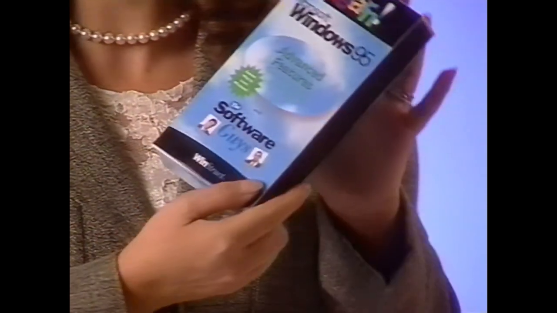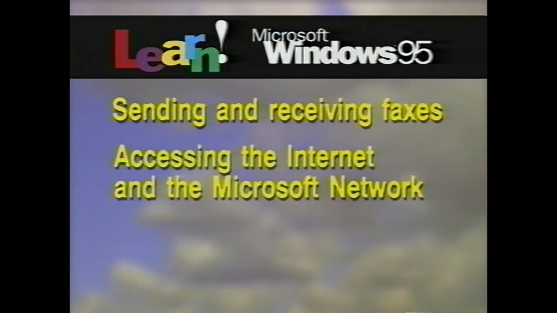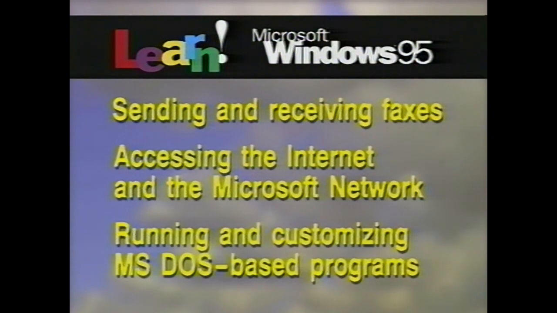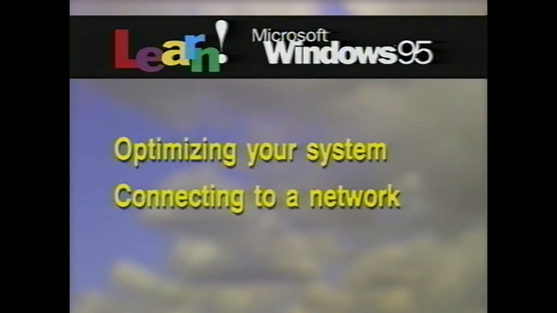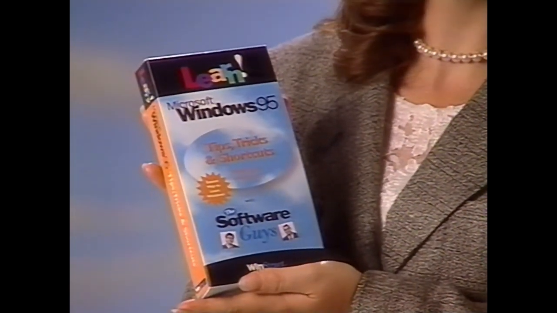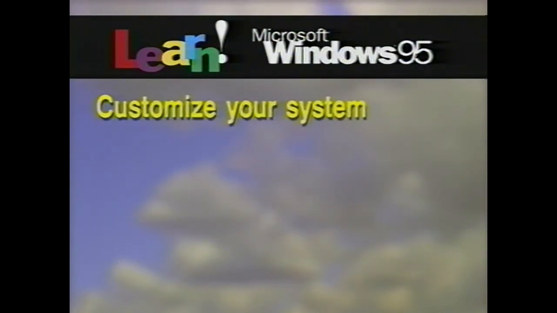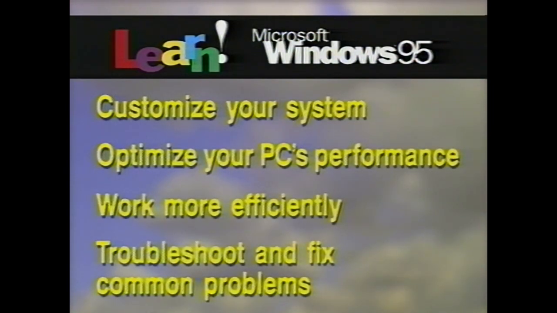Now, when you're ready to learn more advanced topics, you can watch our Learn Windows 95 Advanced Features videotape, which goes into more advanced topics, such as sending and receiving faxes, accessing the internet and the Microsoft Network, running and customizing MS-DOS-based programs, optimizing your system, connecting to a network, and a lot more. And in our Learn Windows 95 Tips, Tricks, and Shortcuts, the software guys cover topics such as customize your system to work the way you want it to, optimize your PC's performance, work more efficiently, troubleshoot and fix common problems, and do just about everything faster and easier.